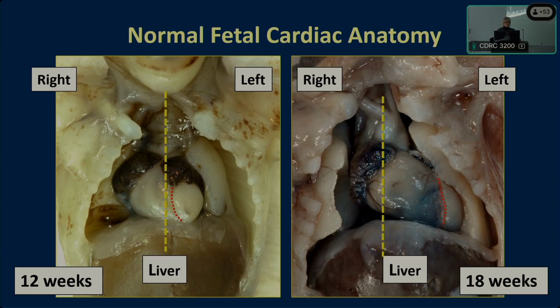You can see the position of the anterior interventricular coronary, and you can see a lot less of the left ventricle in the 18-weeker. The liver has actually remodeled where the left lobe becomes smaller and allows the heart to shift more into the left chest. And you can see how the diaphragmatic surface is much more rounded than it was in the early gestation.